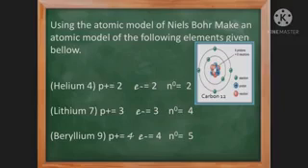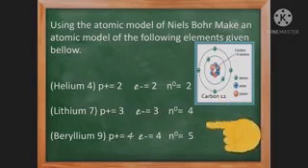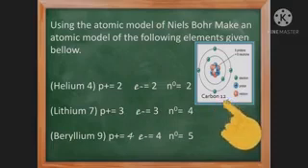Now that you are very familiar with atoms and its subatomic particles, let us have another activity. Using the atomic model of Niels Bohr, make an atomic model of the following given elements. An example of Niels Bohr atomic model is located at the right side of this video. The given atomic model is the atomic model of carbon with mass number 12, 6 electrons, 6 protons, and 6 neutrons. You have 3 minutes to answer this activity.